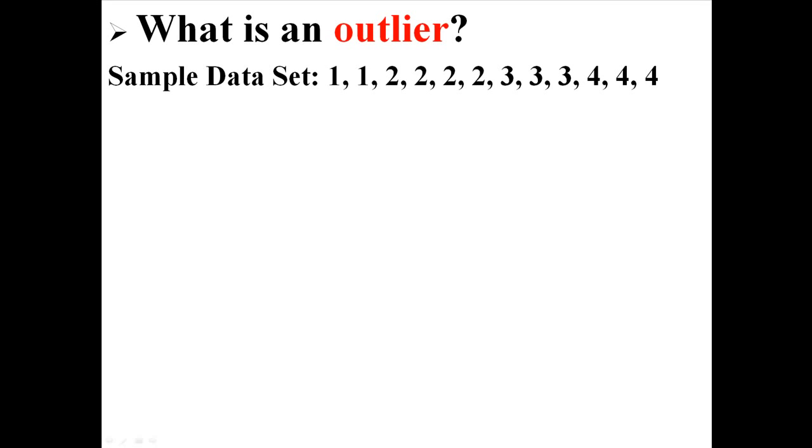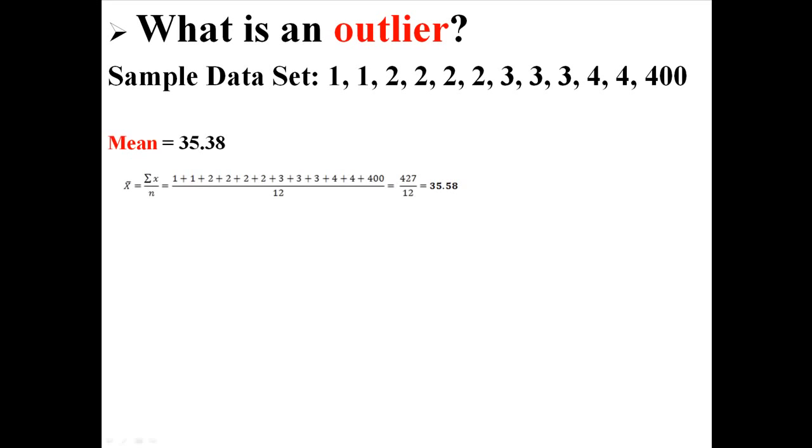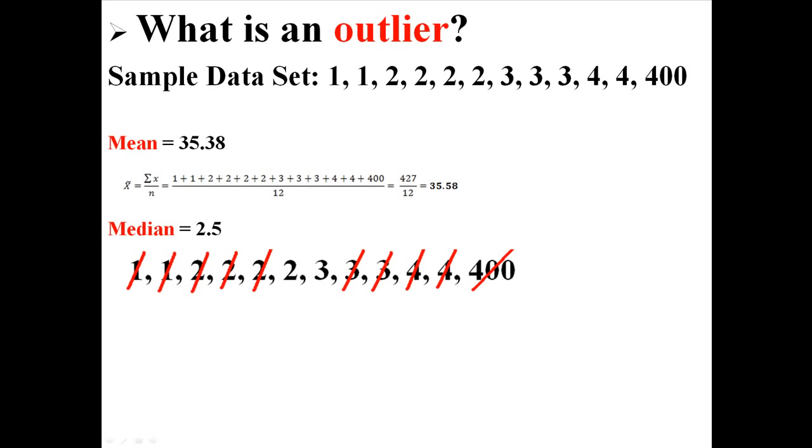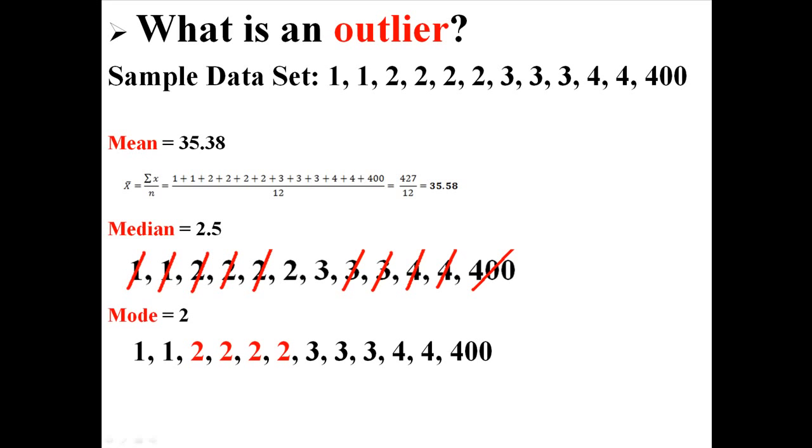So now let's go back to the data set, but now let's add an outlier. In this case, I'll change the last 4 to a 400. Now let's see what happens when we try to calculate the mean. We calculate the new mean, and now it is much higher. It's 35.58. And we look at the median, and the median is still the same. It's still 2.5. And the mode is still the same. The mode is still 2.